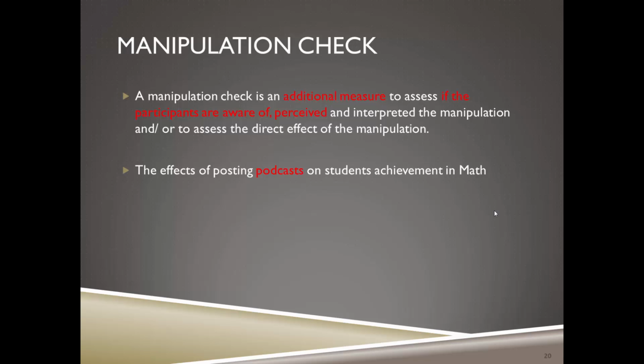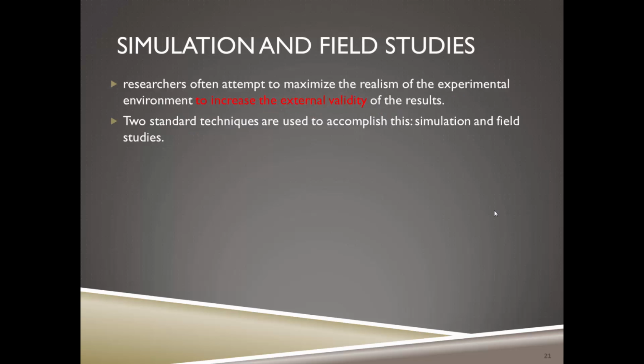And then I said, you got to do manipulation check, because the instructor may publish or post their podcast, but students never download this or never listen to it, or they don't go through the whole thing. So you need to have a manipulation check to see if your treatment actually was perceived by the students or by the participants. And finally, we have two versions of experimental research that are simulation and field studies.